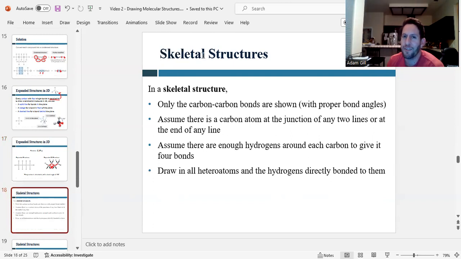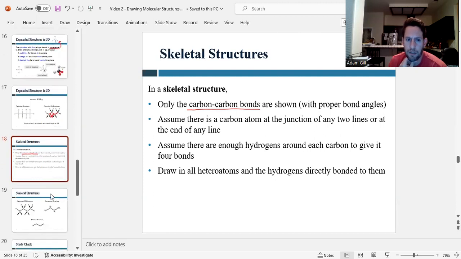Now, skeletal structures or skeleton structures are showing only the carbon-carbon bonds, aka the carbon skeleton. When we draw a skeleton structure, you assume that there's a carbon atom at the junction of any 2 lines or at the end of any line. You assume that there are enough hydrogens around each carbon to give it 4 bonds, and you draw in all heteroatoms and the hydrogens attached to heteroatoms. So let's take a look at an example.